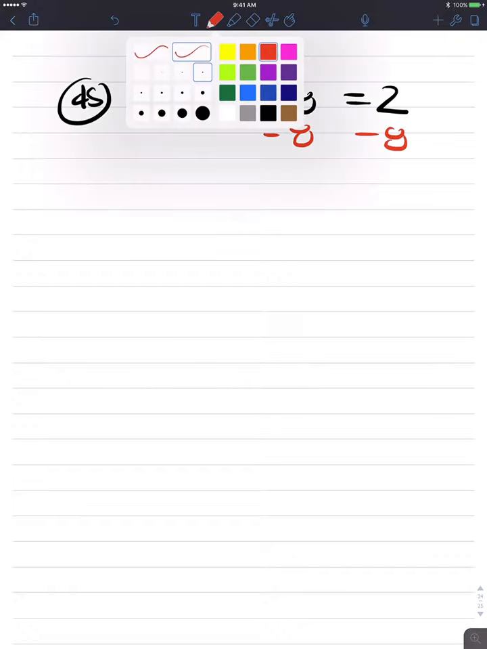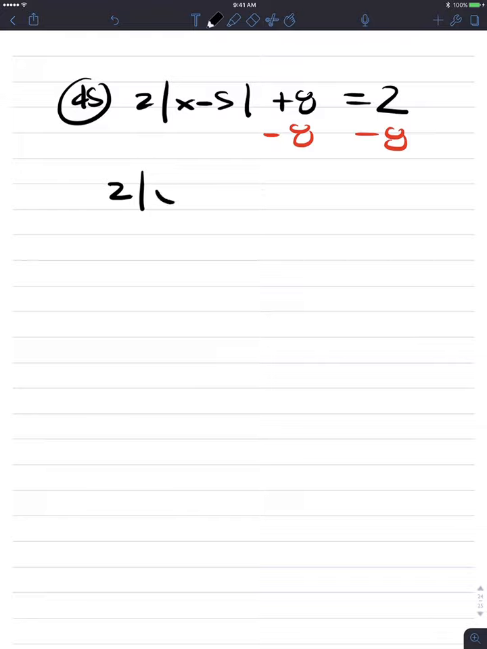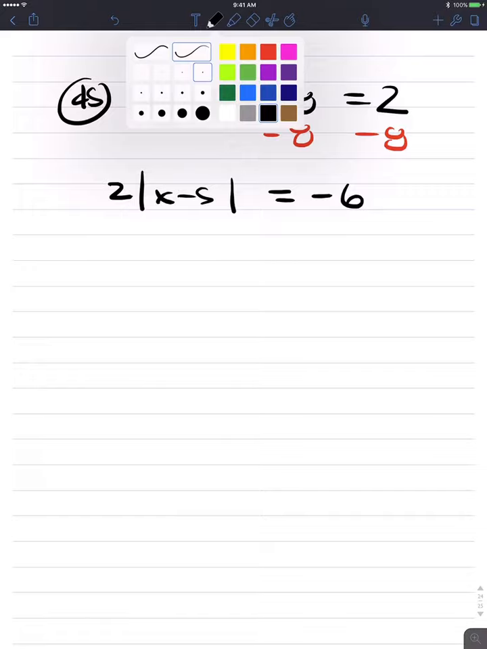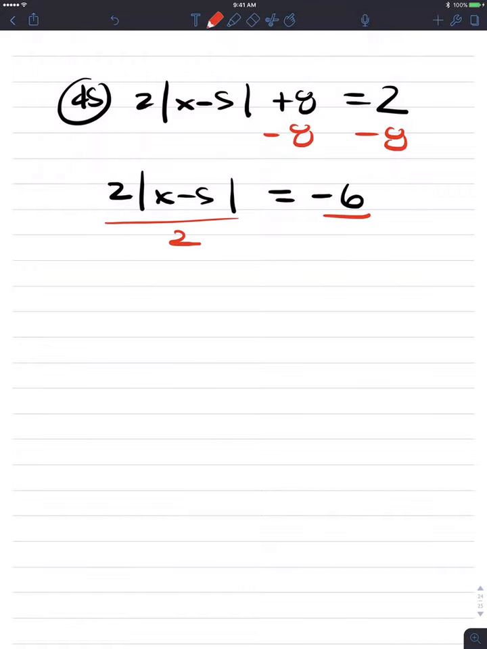I'm going to look at 45. 2 absolute value x minus 5 plus 8 is positive 2. We're going to have to solve for the absolute value. You subtract your 8 and you get 2 absolute value x minus 5 is negative 6. You're going to divide both sides here by positive 2. So they get cancellation. We now get absolute value x minus 5 is negative 3.